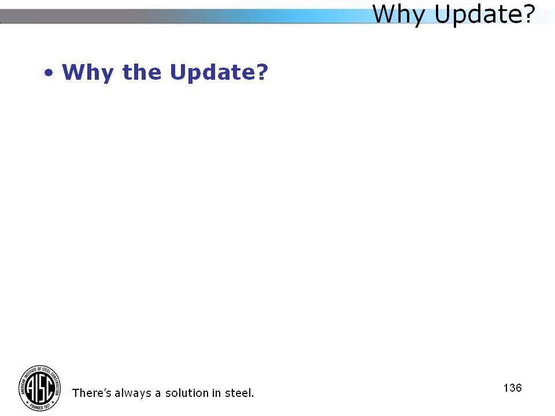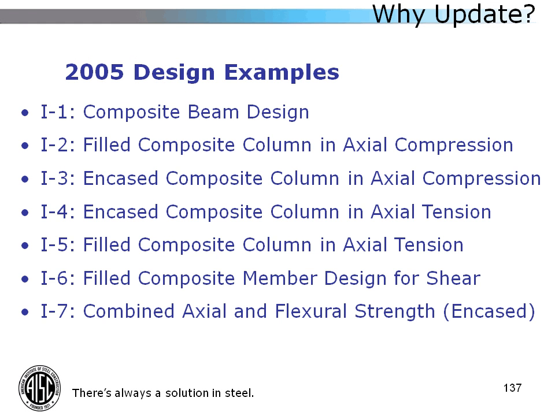So the question is, why do we update to begin with? And the answer to that is the 2005 design examples were a little all over the place. We had your standard composite beam design, but then we had a filled column in compression, an encased column in compression, an encased column in tension, back to a filled column in tension, a filled column in shear, but no encased column in shear, and then a combined member example for encased, but not for filled. So we sort of hit up on a couple points and missed a couple points.